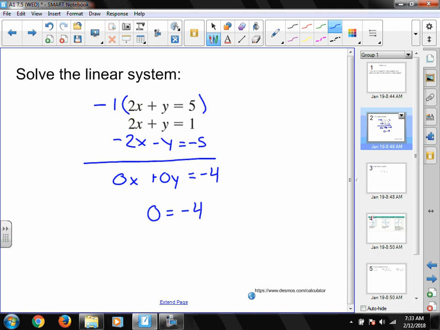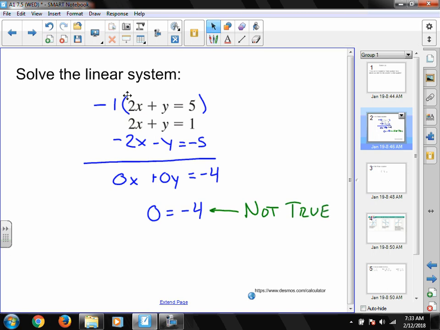And hopefully by now you're going, whoa, something's not right. That doesn't even make sense. 0 is not -4. 0 is 0 and -4 is -4. So this is not true. Hopefully you aren't going to disagree with me on that. And this is what we're going to call our no solution.